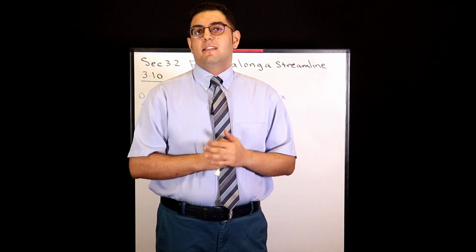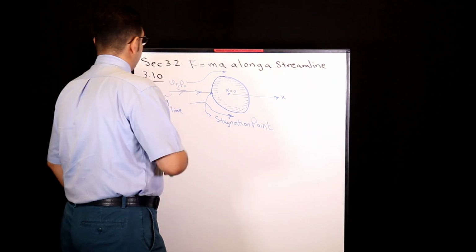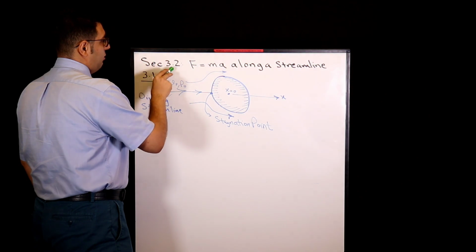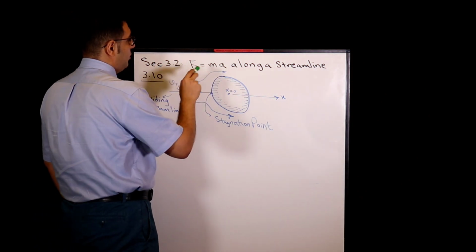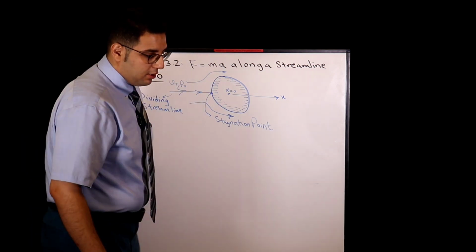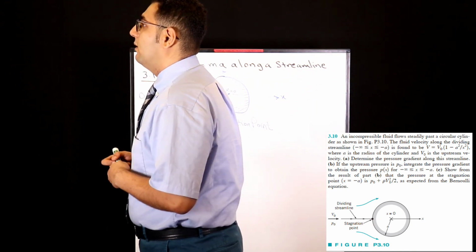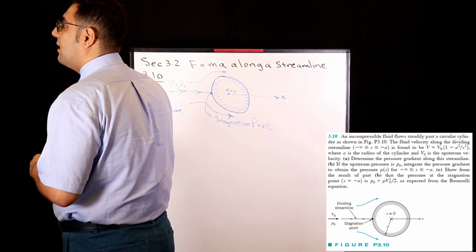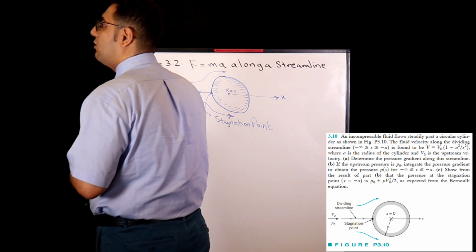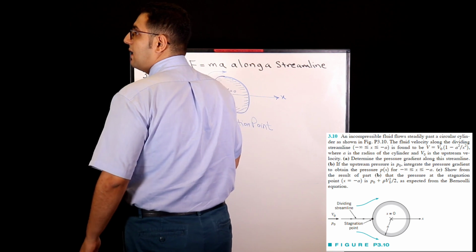Today is the first session of tutorial for chapter 3. I'm going to illustrate question 3.10 from section 3.2 of chapter 3, which is titled F equals MA along a streamline. The question is: an incompressible fluid flows steady past a circular cylinder as shown in figure P3.10. Let me just write down the assumptions.